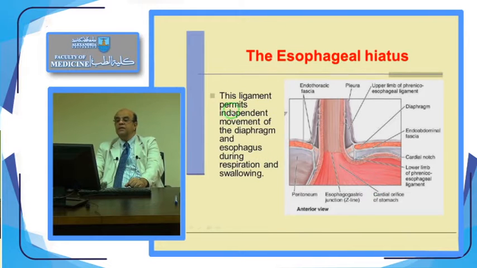This ligament permits independent movement of the diaphragm and esophagus during respiration and swallowing. So this is the endo-abdominal fascia, or inferior diaphragmatic fascia, that has an endothoracic part and a lower part. This is the phrenoesophageal ligament.